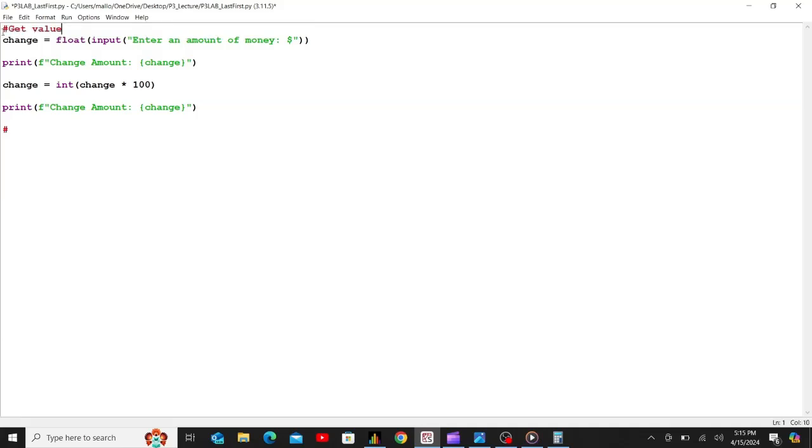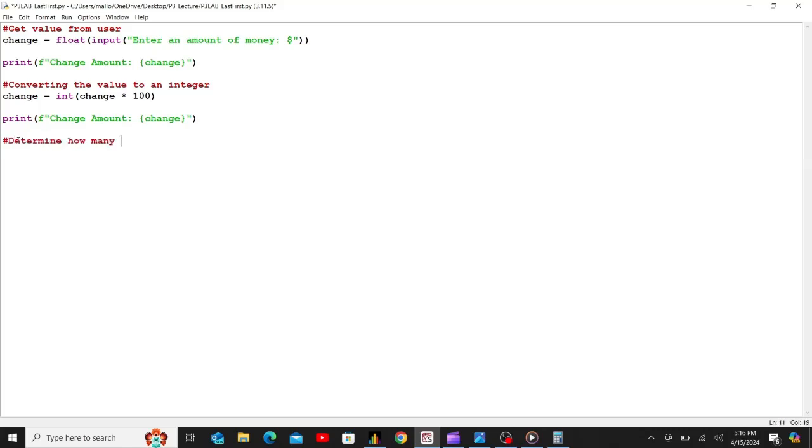So we get a value from the user. We don't really need a comment for our print statement, right? We know if it's a print statement, we're just displaying something. But on this line of code, we are converting the value to an integer. And then we print it out again. Now what we're going to do is determine how many dollars are needed.